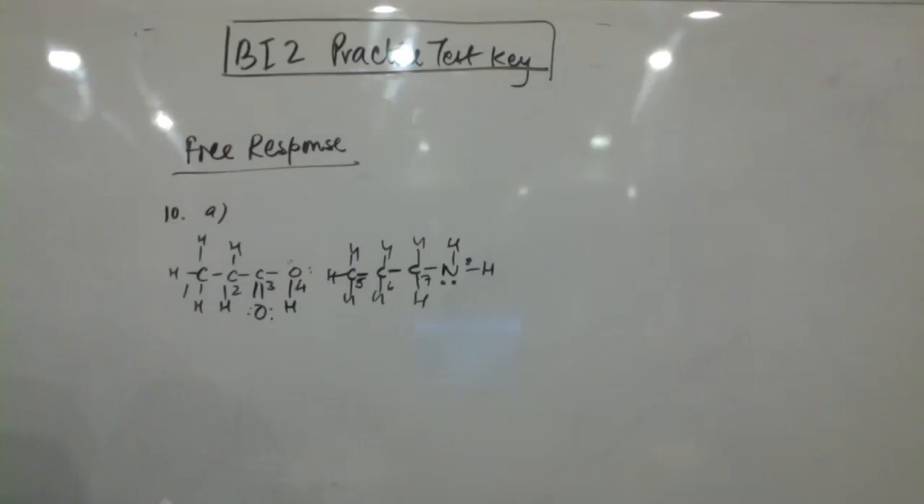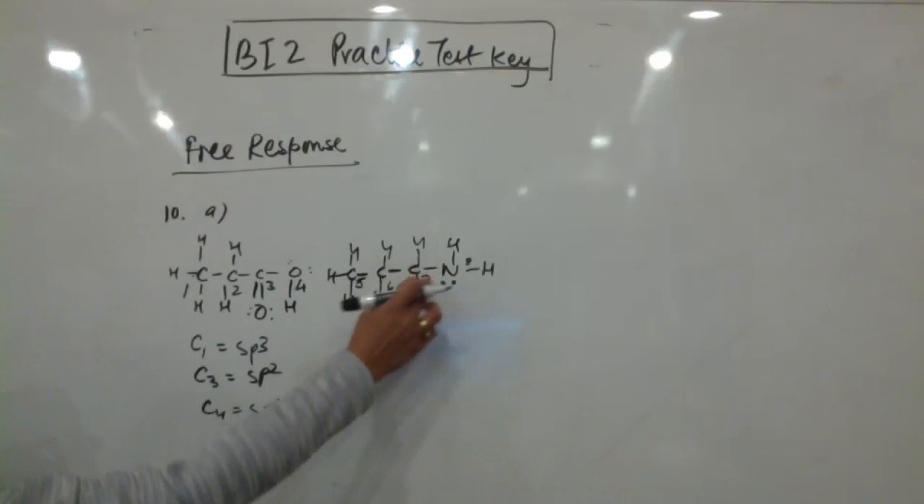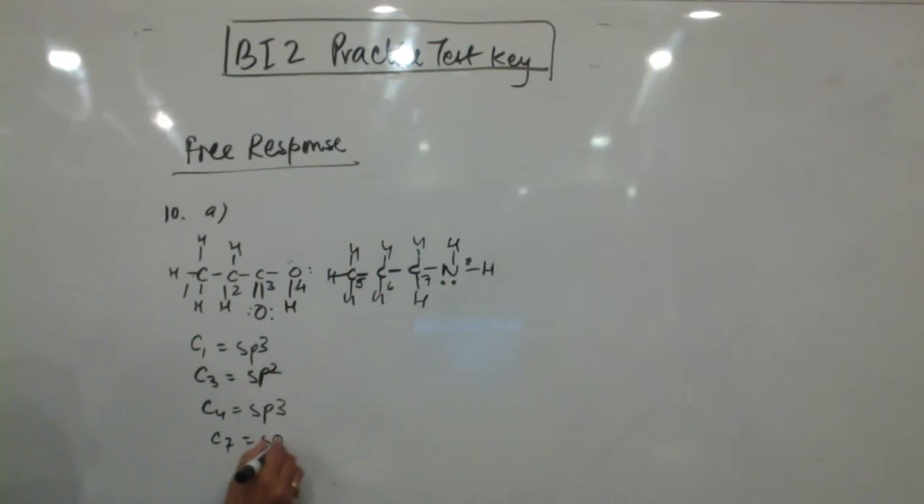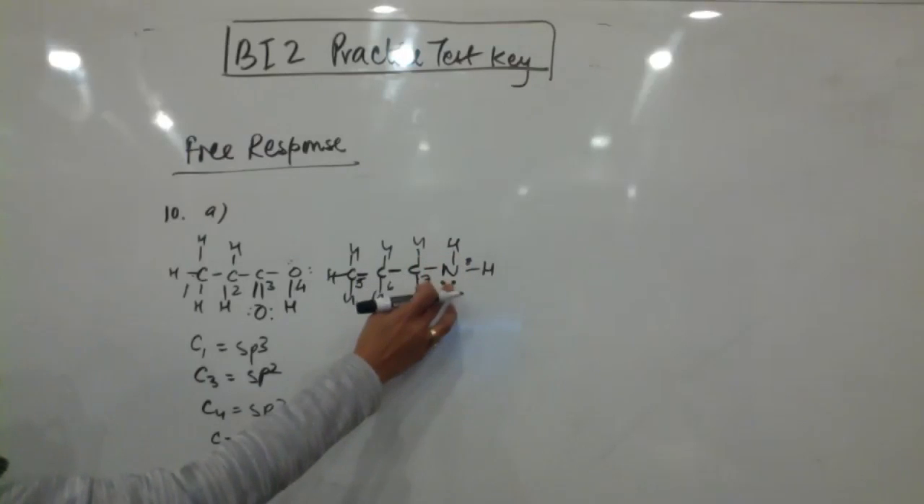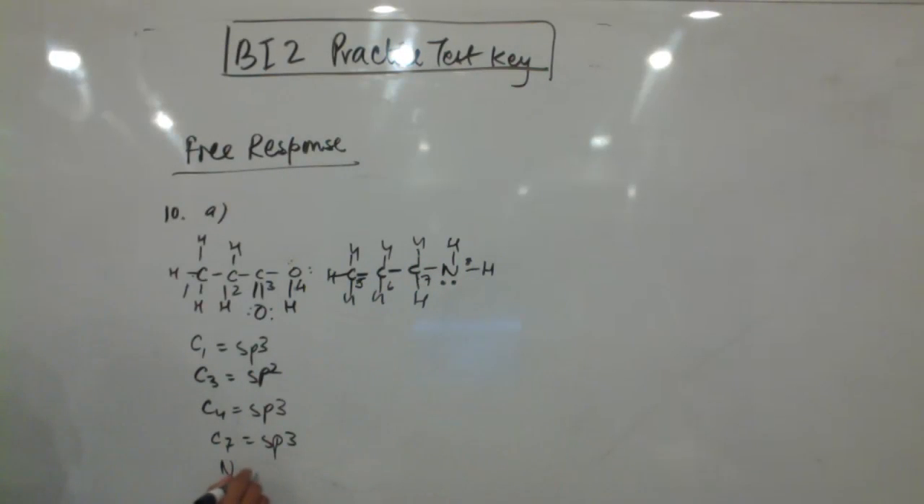So they ask you for hybridization on C1. There are 4 electron domains around it. So C1 is sp3. C3, 1, 2, 3. C3 has 3 electron domains, so C3 is sp2. C4, no, O4. O4 has 4 electron domains again, so it is sp3. And C7 has 4 electron domains, is sp3. And nitrogen, again, has 4 electron domains, so it is also sp3.